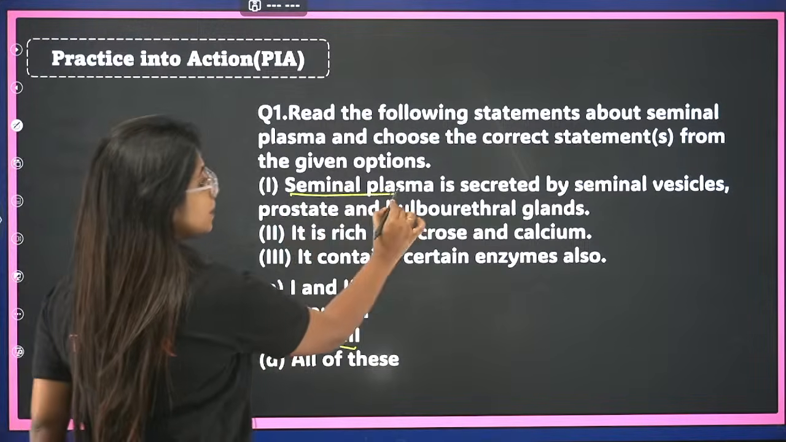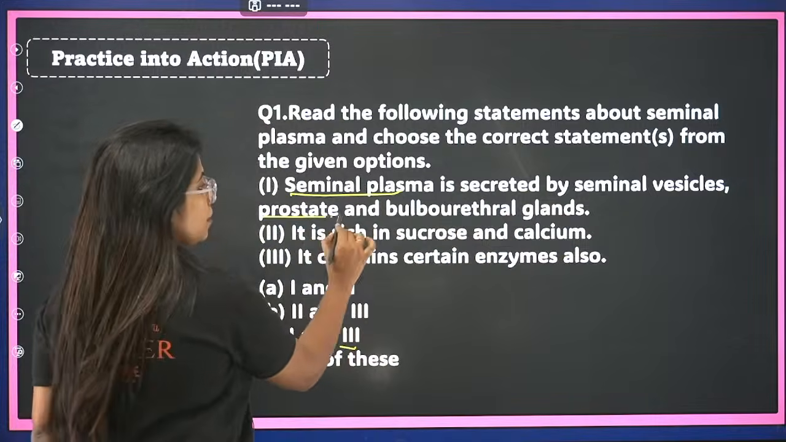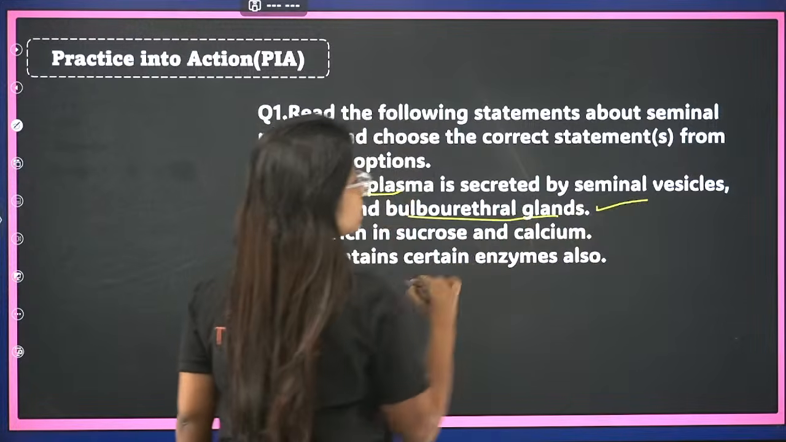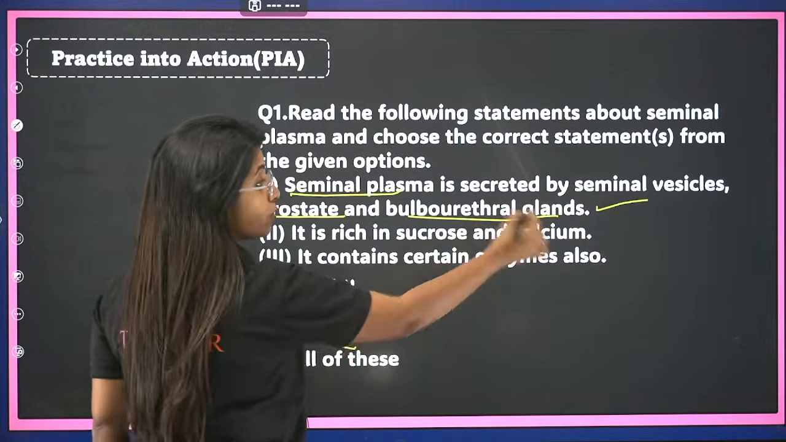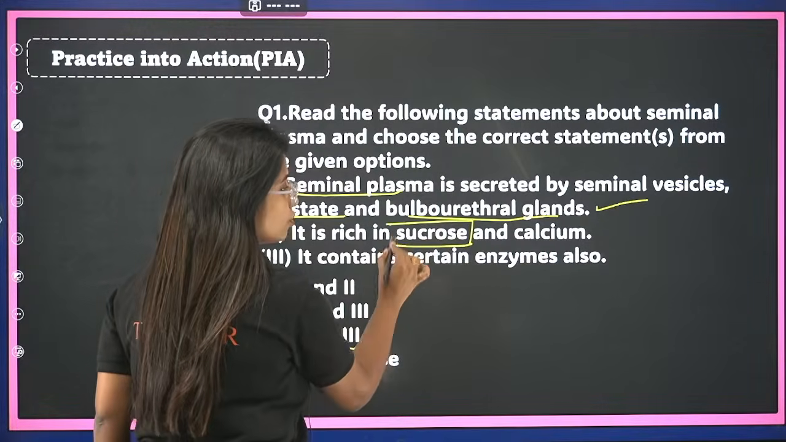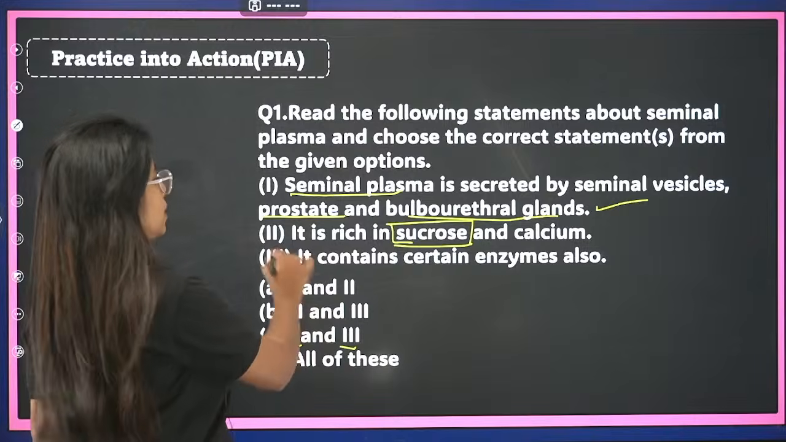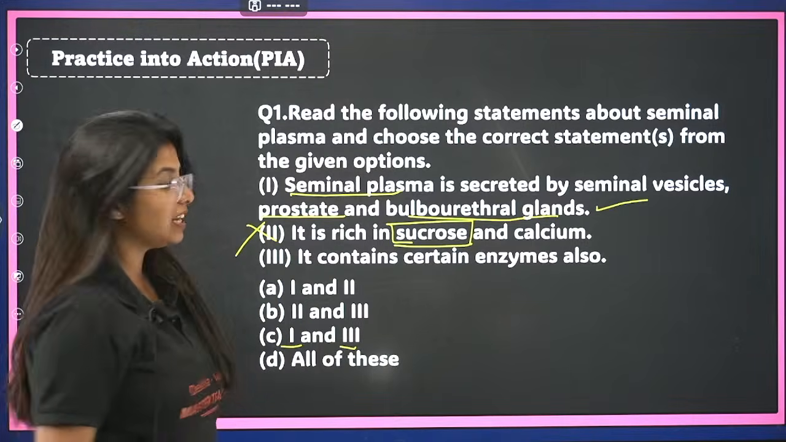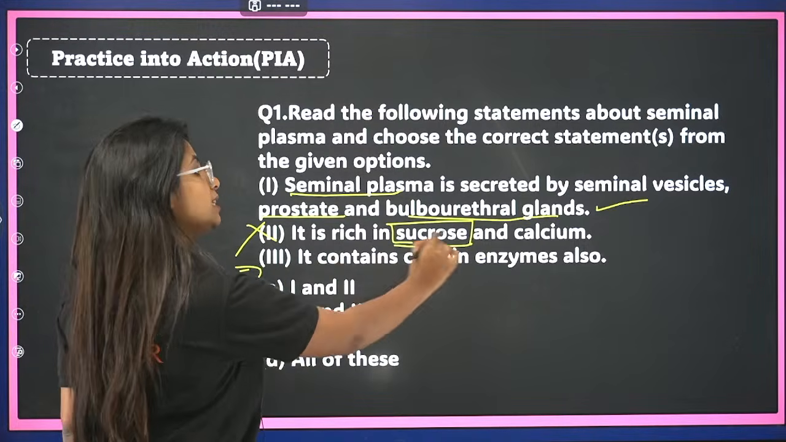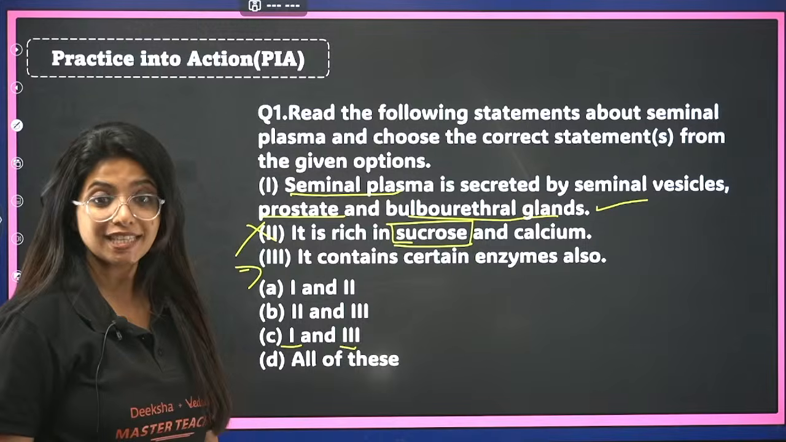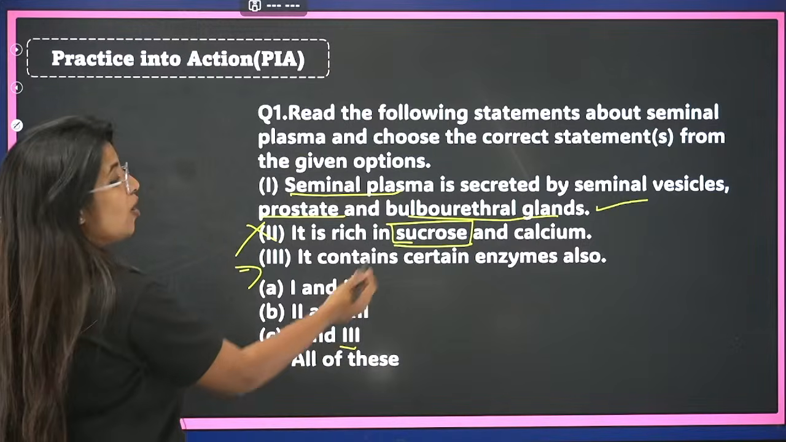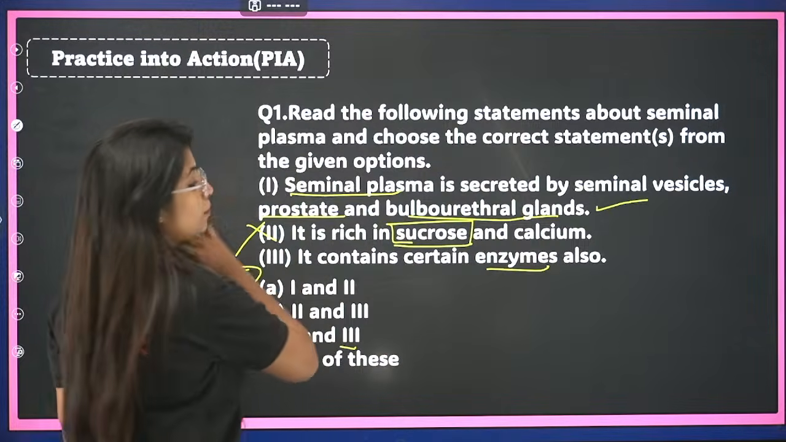Statement 1: seminal plasma is secreted by the seminal vesicle, prostate and bulbourethral gland. Absolutely correct. It is rich in sucrose and calcium. Arey, it cannot be rich in sucrose. Who is secreting sucrose? There is only fructose being released. So this particular statement is going to be wrong. What are we left with? We are left with the third one. It contains certain enzymes also. Does it contain certain enzymes as well? Obviously yes, and that is secreted by the prostate gland.